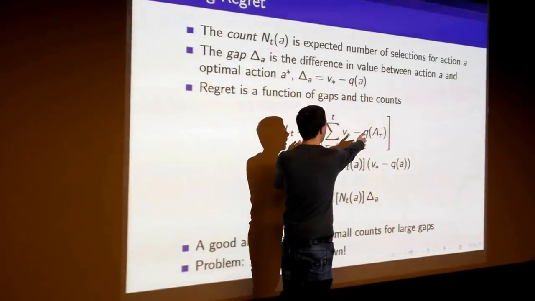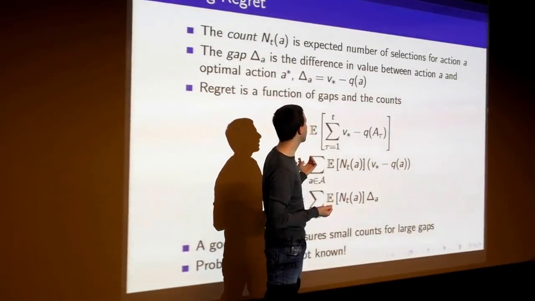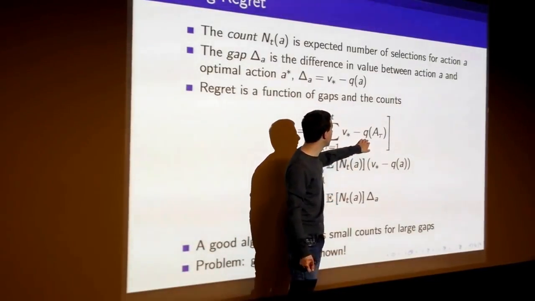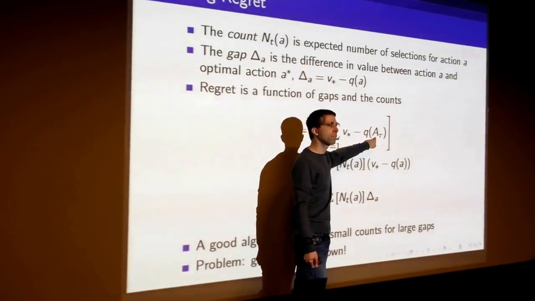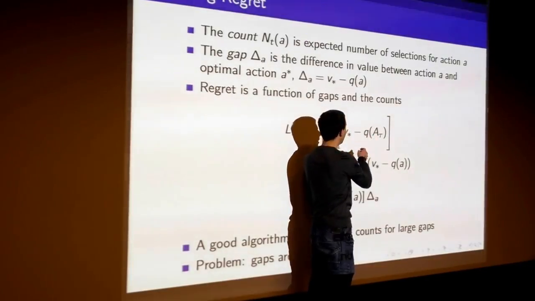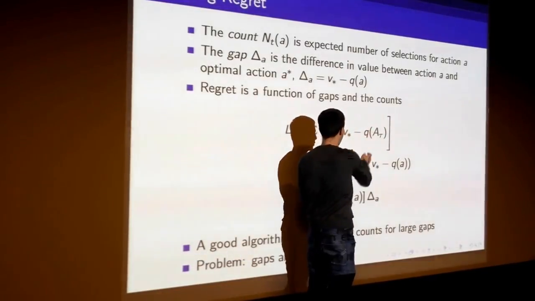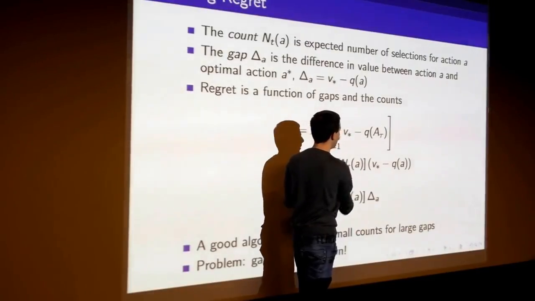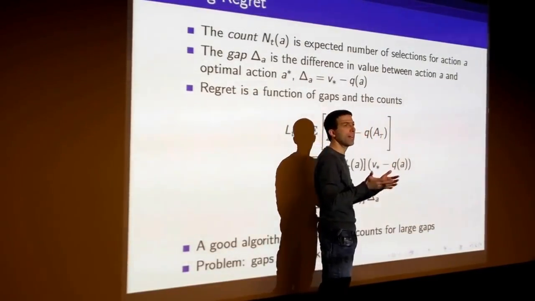And then we just sum those things up, and we can pull out the counts. If we're summing up how much we lost each time we picked this action, that's the same as counting how many times we chose this action and multiplying it by how much we lost each time we did pick that action. So we just count how many times we pick this action, that's our count here, and multiply that by this gap, how much worse that action was than the optimal one.